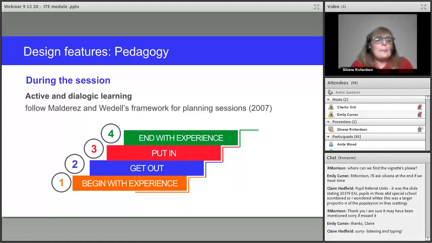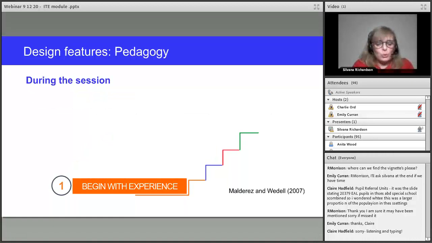So Maldres and Weddle talk about 4 stages. Number 1, begin with experience. Number 2, get out. Number 3, put in. Number 4, end with experience. Memorable names, so memorable stages. Let me talk you through very quickly what each is.